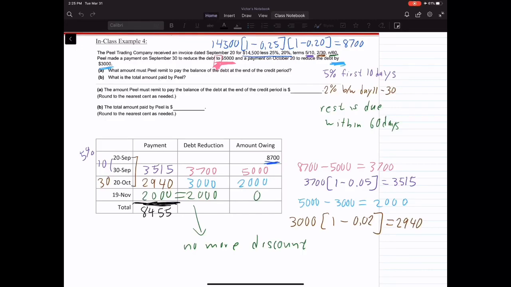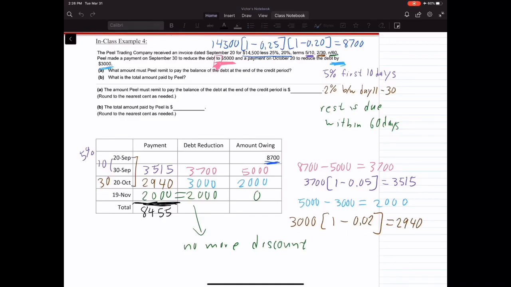And then at the end of 60 days, which is November 19th, we have to pay off the entire debt. And we still owe $2,000. So therefore, on November 19th, we have to make a $2,000 payment because there is no more discount, and that will reduce the debt by $2,000. And our amount owing will be 0 because at the end we have to pay everything. So at the end of November 19th, we don't owe any more money. So our amount owing on November 19th is $0.